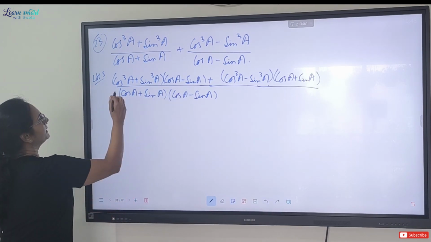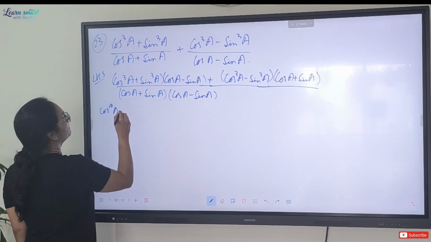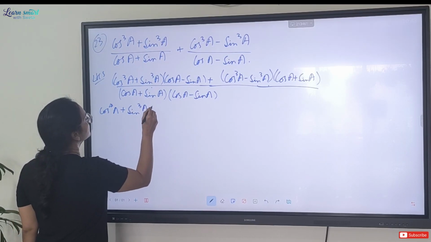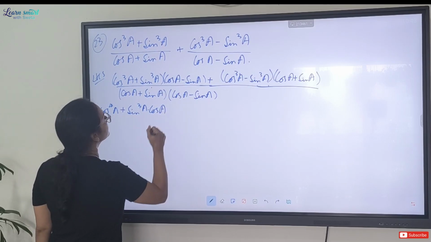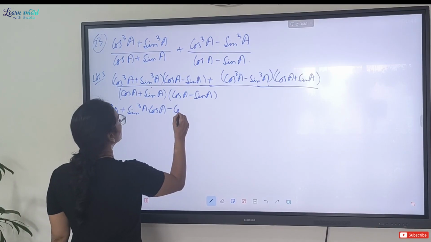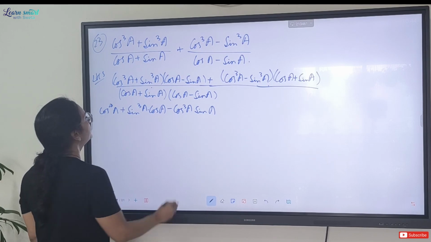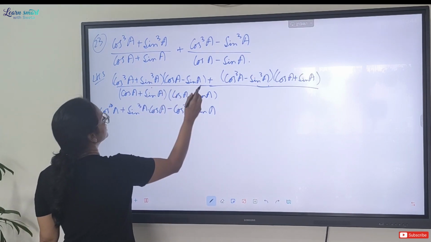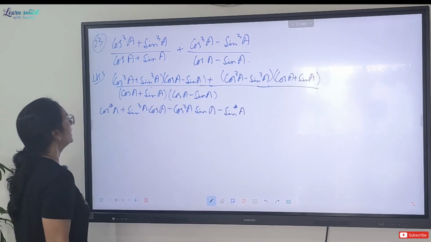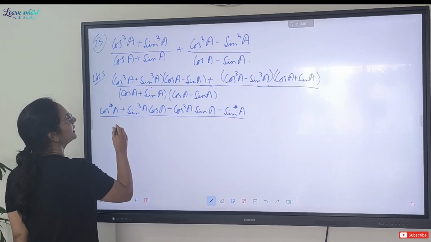So what we have done, we have simply taken LCM and after that we are solving. Now what should we do? Let's multiply. So we will get cos raised to the power 4A plus sin cube A cos A minus cos cube A sin A and minus sin raised to the power 4A. Right? And the denominator, what we can write? Same thing, cos A plus sin A into cos A minus sin A.